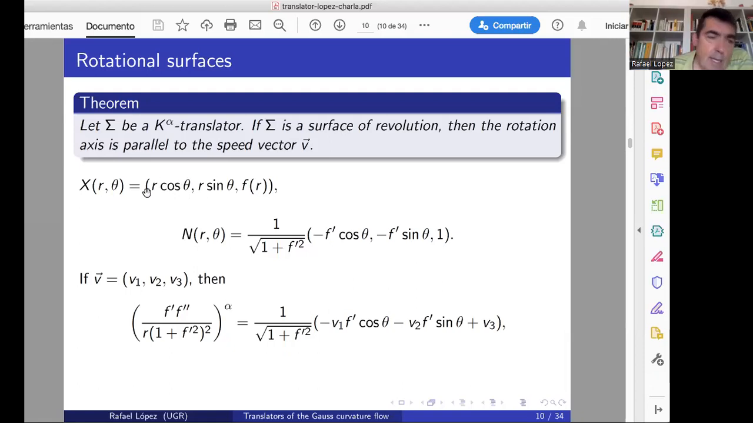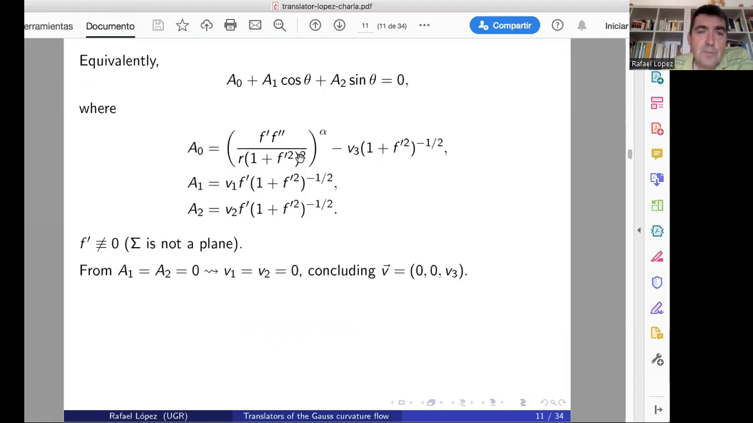This is the parametrization of the surface with respect to the z axis. In this case, v is arbitrary, of course. This is the Gauss map, and this is the equation of the translator. v1, v2, v3 are the coordinates of v, and then I change this equation into a polynomial of trigonometric functions, sine and cosine. A0, A1, A2 are functions of the variable r, and then each coefficient must be 0.